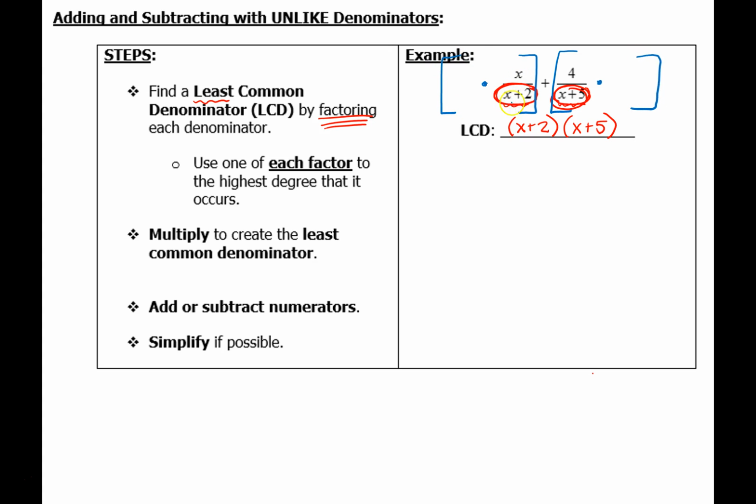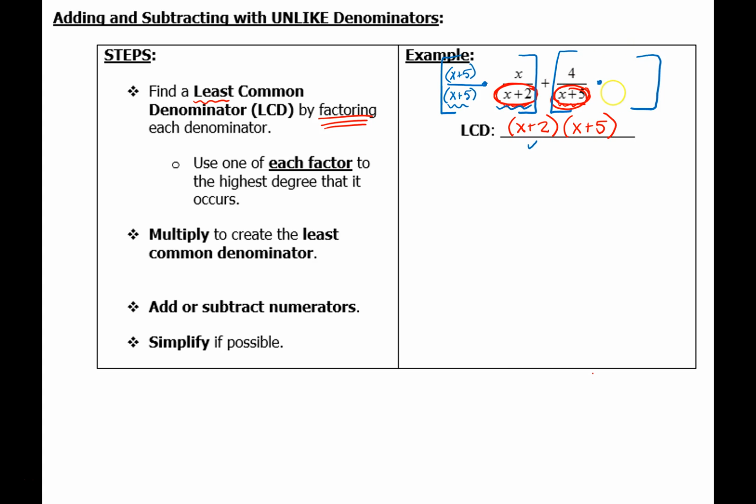So on the left here, we have the x plus 2. So this part of the LCD is included, but we are missing the x plus 5. So we're going to multiply by x plus 5 on the top and bottom, because that gives me my common denominator of x plus 5 times x plus 2.